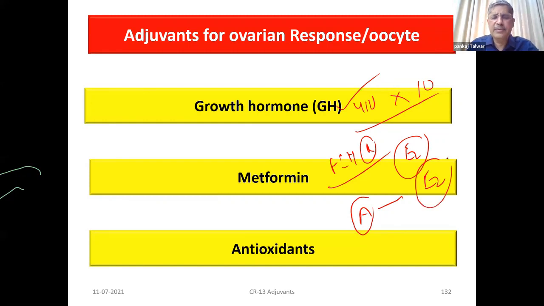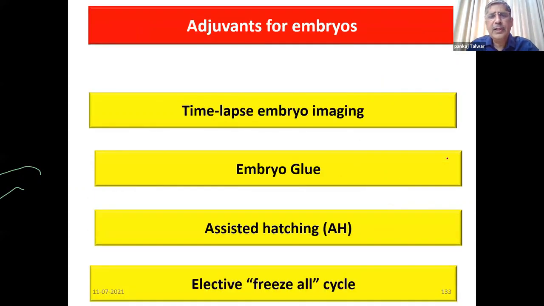Antioxidants are in abundance. Then to improve the embryo quality and implantation, we have time-lapse imaging. We do that and bill our patient 25,000 rupees. We use embryo glue and charge the patient 10,000 rupees. We're very fond of assisted hatching.